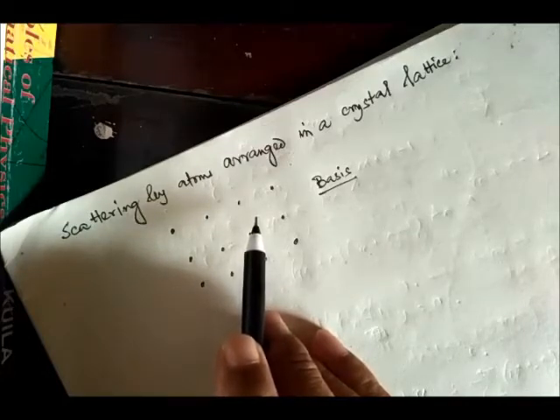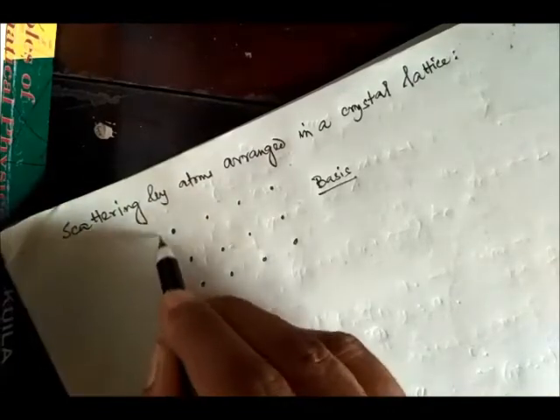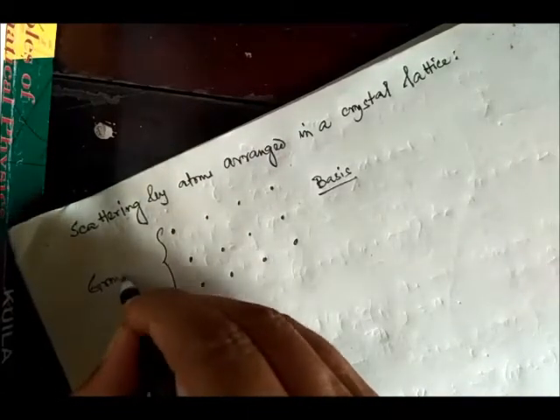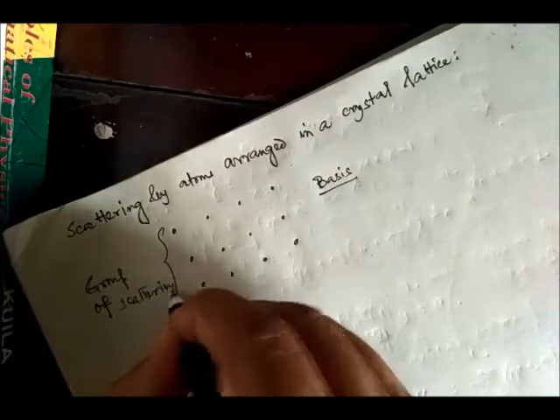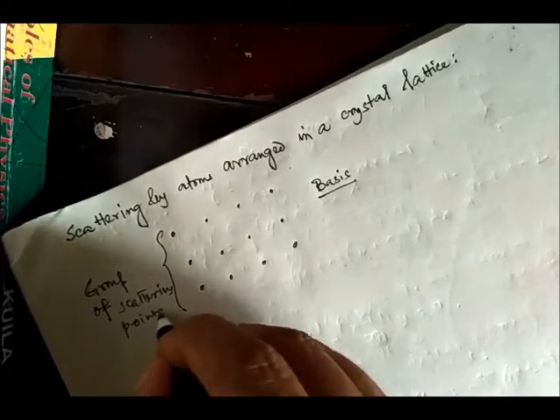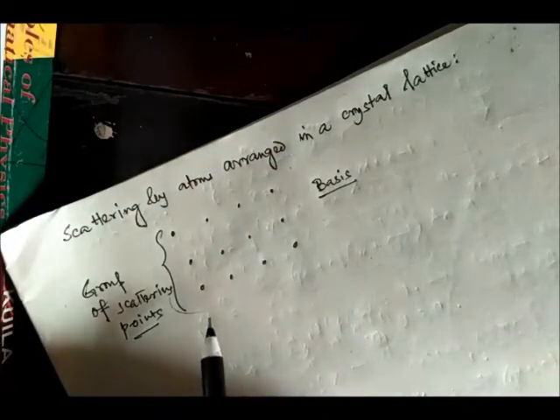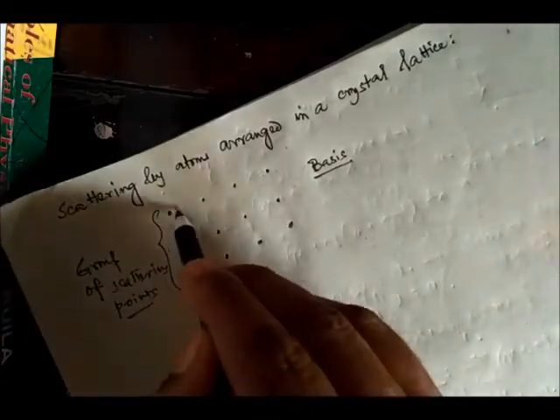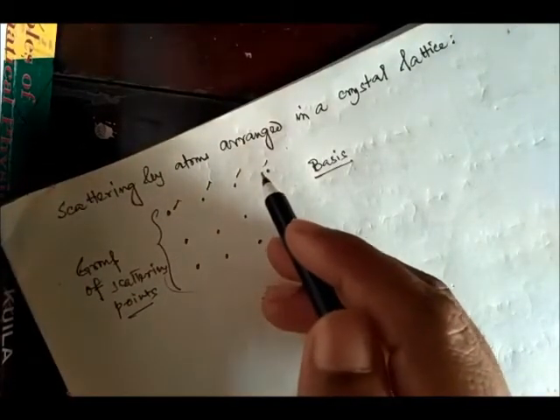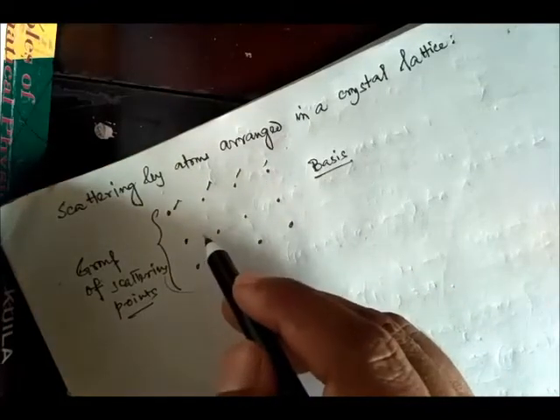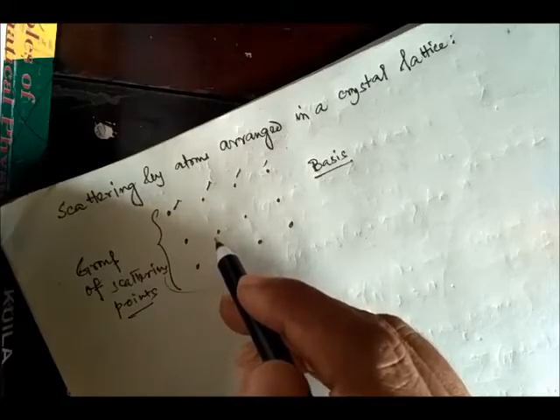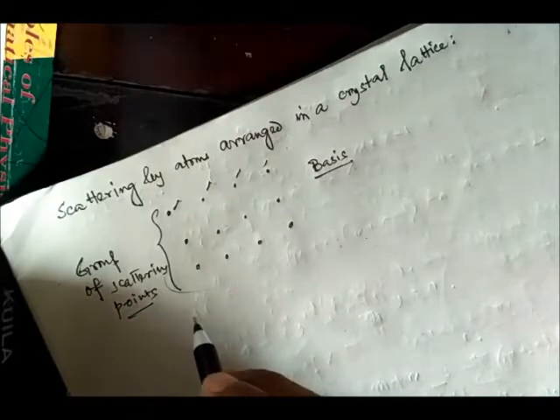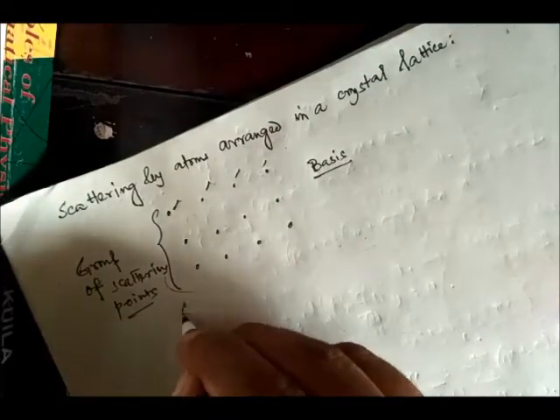The atomic electrons thus form themselves as a group of scattering points. So they are actually forming a group of scattering points associated with each lattice point. So for each lattice point there exists some group of scattering points.